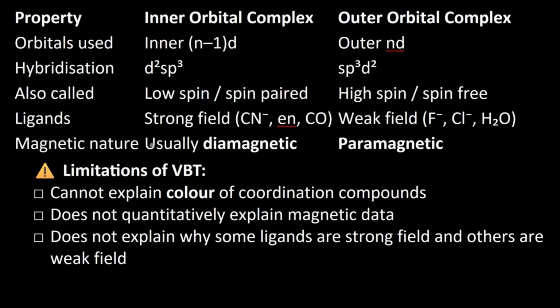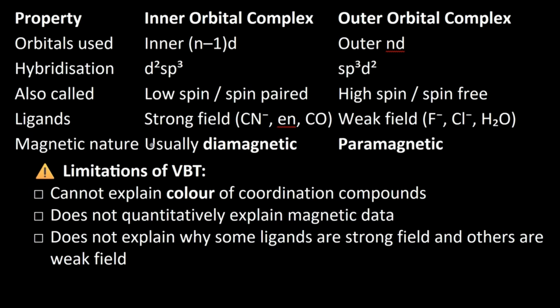Inner octahedral complexes: what is the hybridization? Outer octahedral complexes: what is the hybridization? Why that is happening, they didn't mention in VBT. That is a limitation. It cannot explain the color of coordination complexes, does not quantitatively explain the magnetic data, and does not explain why some ligands are strong field and others are weak field. So these limitations are overcome by CFT. Right?